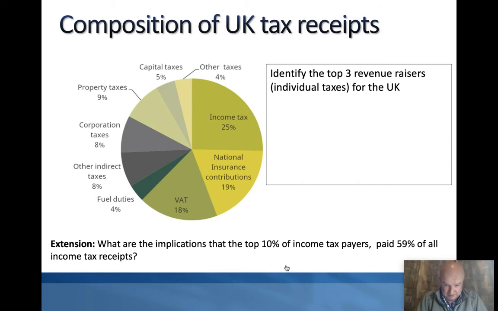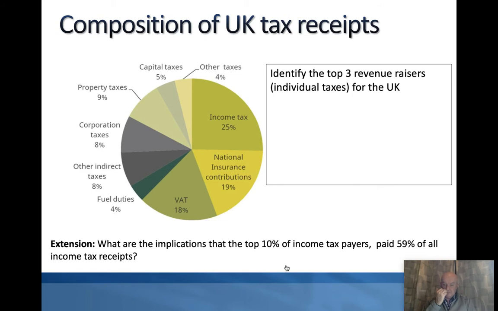So there's a bit of an activity for you here, where on page 7 you've got the composition of UK tax receipts for 2017-2018, and those have all been broken down for you. But what I'd like you to have a go at is to see if you can identify the top 3 revenue raisers, or individual taxes, for the UK.